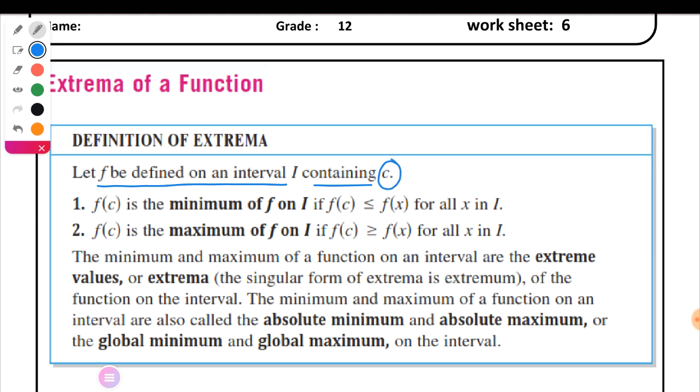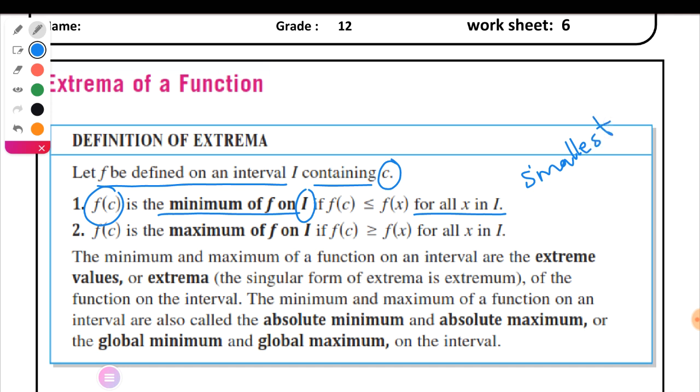We have f at x equals c as the minimum value of the function on this closed interval I, if f at x equals c is less than or equal to f at x for all x in the interval. By another meaning, it means the smallest value of the function on this interval.